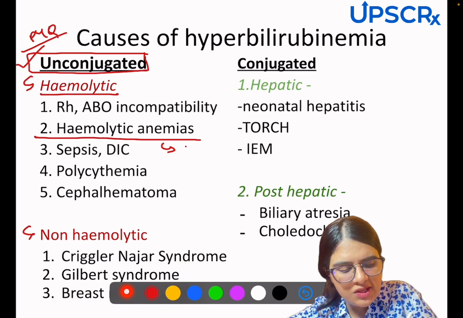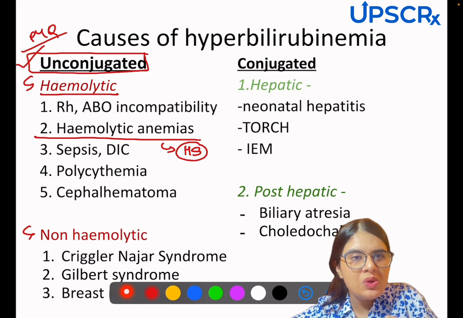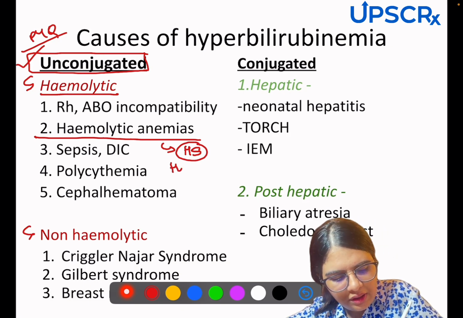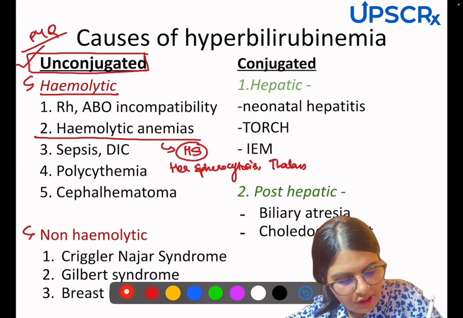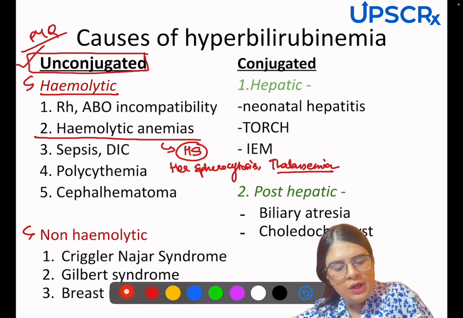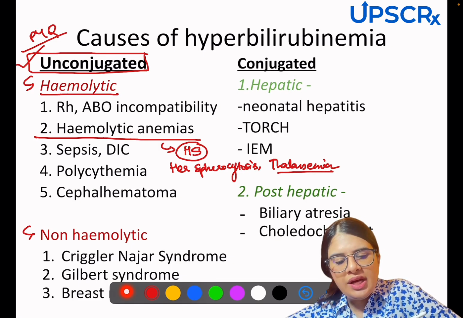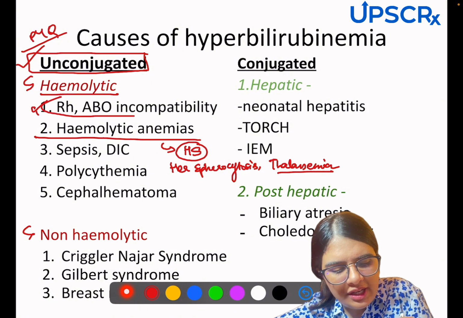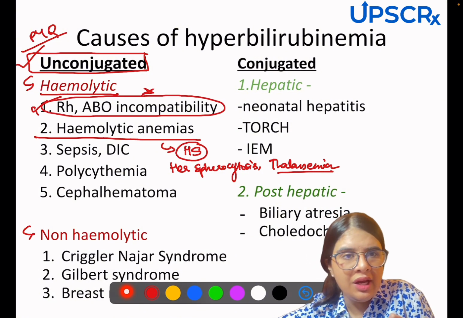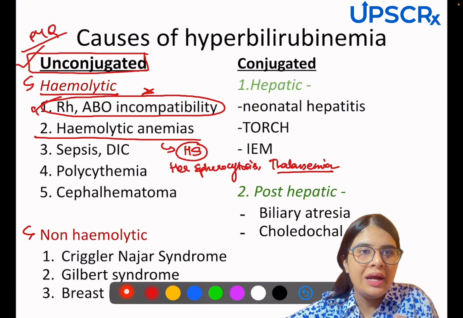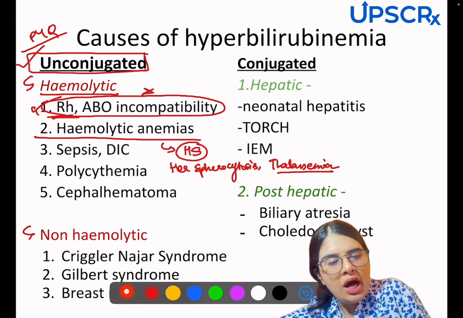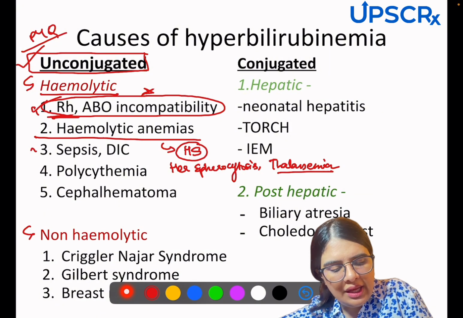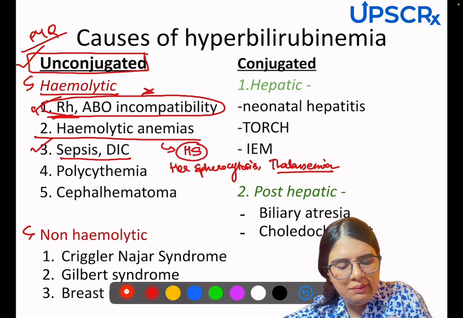What are the hemolytic anemias you know? Hereditary spherocytosis, right? Other is thalassemia. So these are hemolytic anemias. Then what else? RH and ABO incompatibility. This we'll cover in detail. When there is a RH negative mother and a RH positive baby, there is RH incompatibility. And hemolytic disease of newborn, this we'll see. Then sepsis and DIC also cause hemolytic anemia.